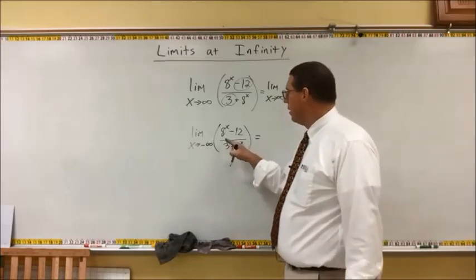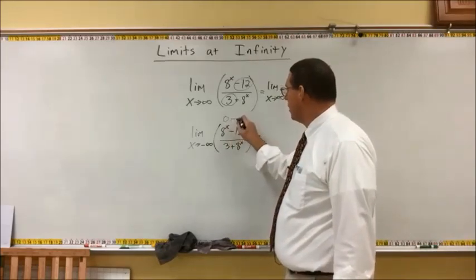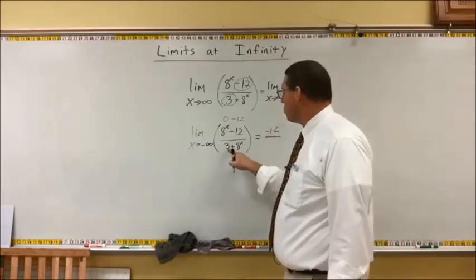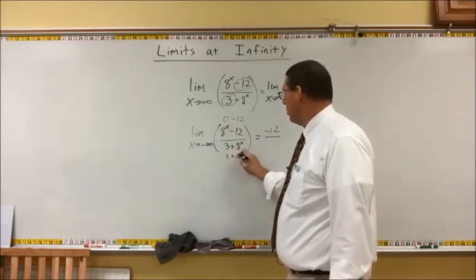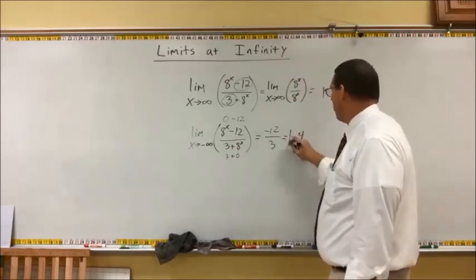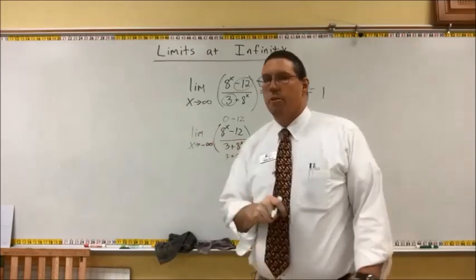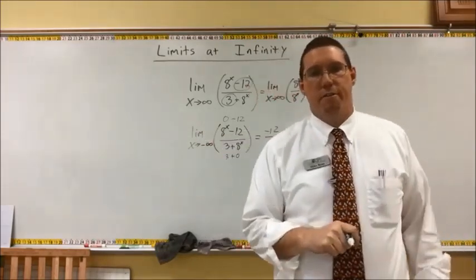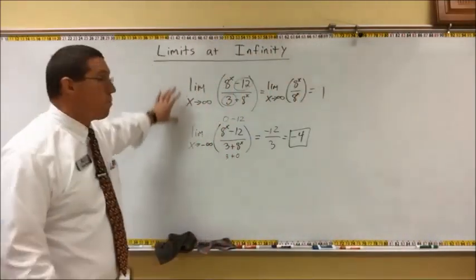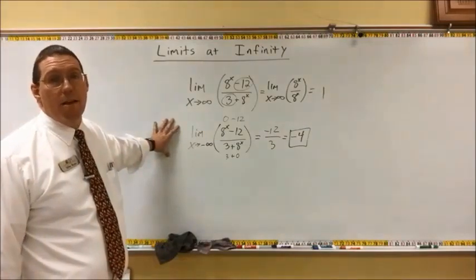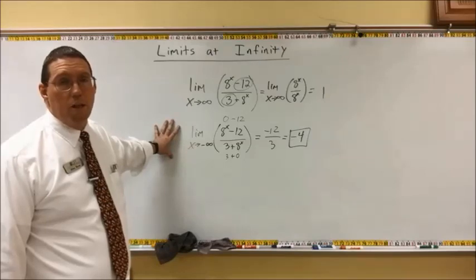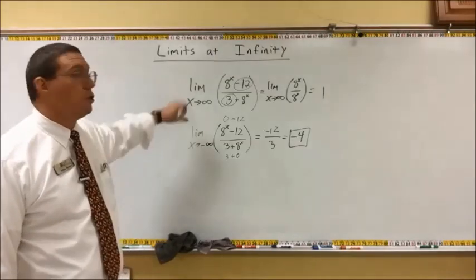So what we're looking at here is 0 minus 12, which is negative 12, over 3 plus 0, which is 3. And what is negative 12 divided by 3? Negative 4. And that would be your answer to this limit at negative infinity. Okay? And so these are special cases of limits at infinity of rational functions that include exponential elements to them. And I want you to know these as well.